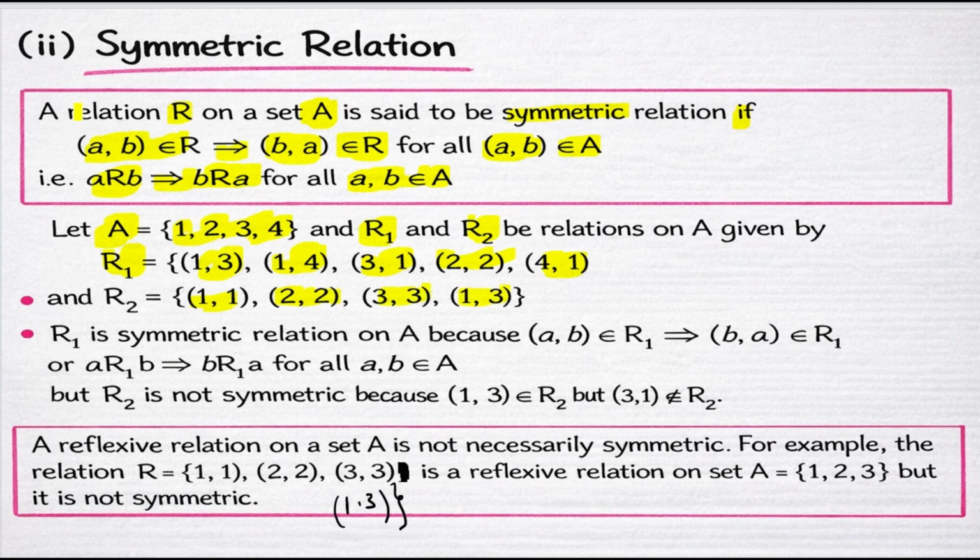Look at the relation R1. R1 is a symmetric relation because look here, (1,3) is there, its reverse (3,1) is there; (1,4) is there, (4,1) is there; (2,2) is there, and its reverse is also (2,2). Therefore R1 is a symmetric relation on A, because (a, b) in R1 implies (b, a) also belongs to R1. That's why relation R1 is symmetric.